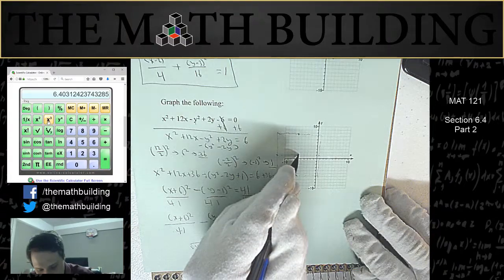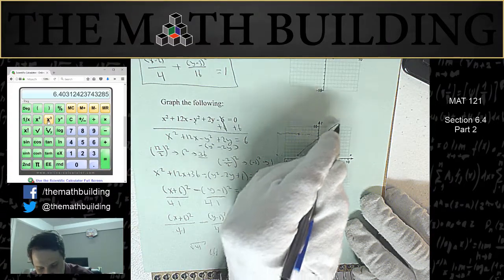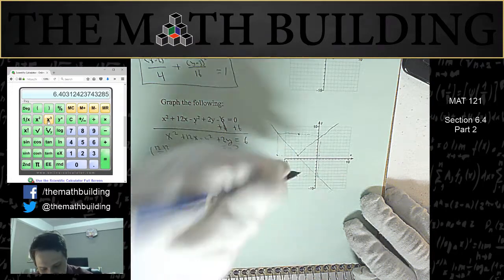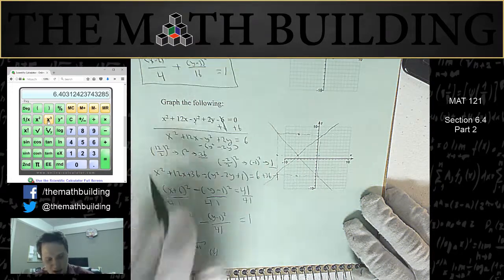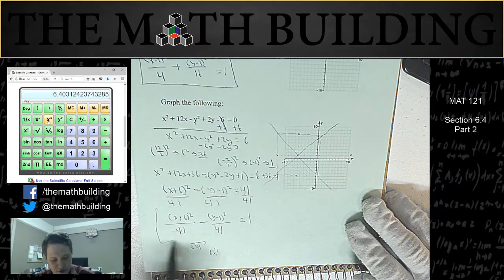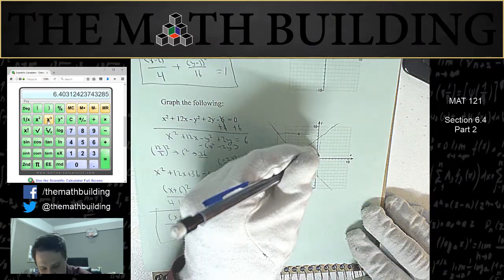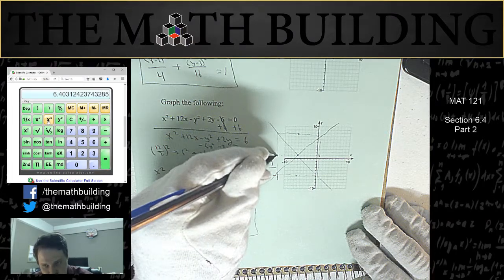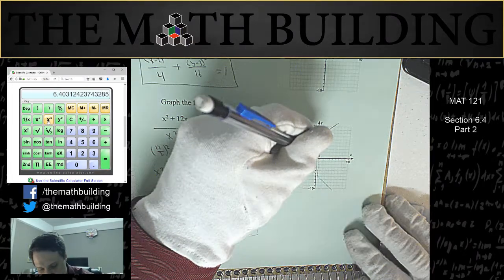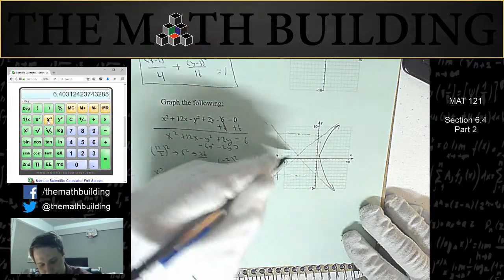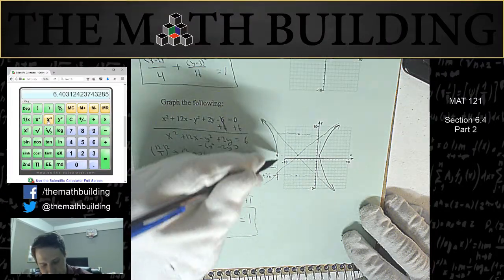So now draw in your negative and positive asymptotes through the corners of the box. And again, x squared was first. So that means we're opening up left and right. So here's one vertex, here's the other vertex. So it's opening like this. And there's the graph.